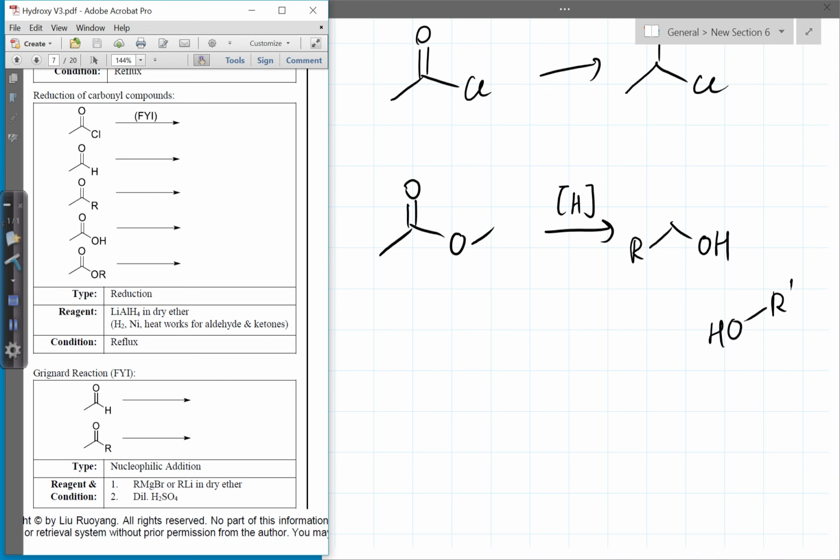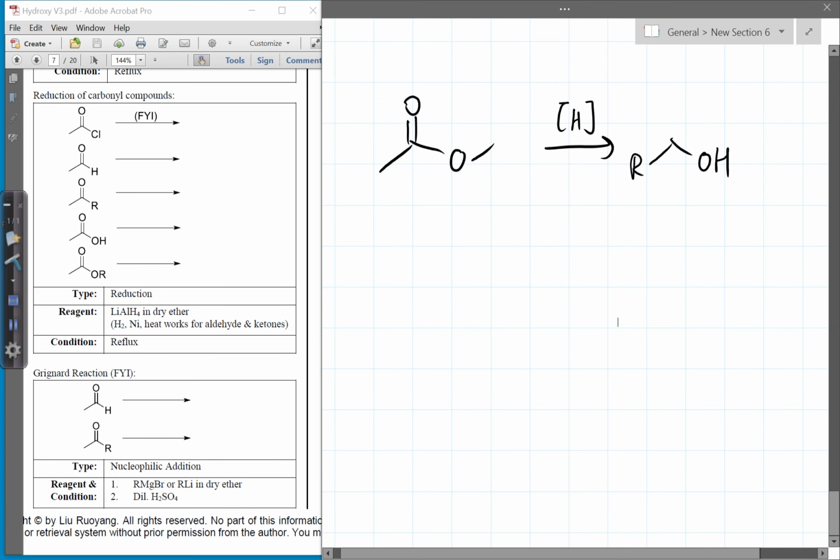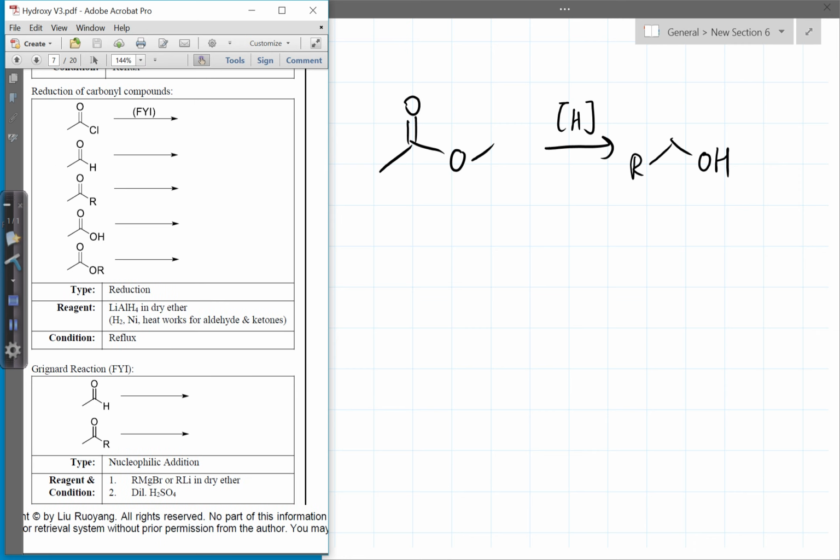Take note that these are all reduction reactions. Reagents, generally LiAlH4 in dry ether. H2 nickel also works, but they only work for aldehyde and ketones. And in the next chapter, we'll see what's the difference between the three reducing agents. Basically your lithium aluminum hydride, sodium borohydride, and your H2 nickel, right? What can reduce what, and how you can do selective reduction, right? Conditions reflux. Usually we'll try not to use lithium aluminum hydride because it's very reactive. It's too reactive. Sometimes it's very dangerous to handle lithium aluminum hydride because it's moisture sensitive as well, right?